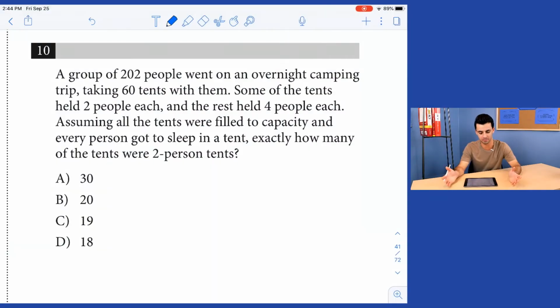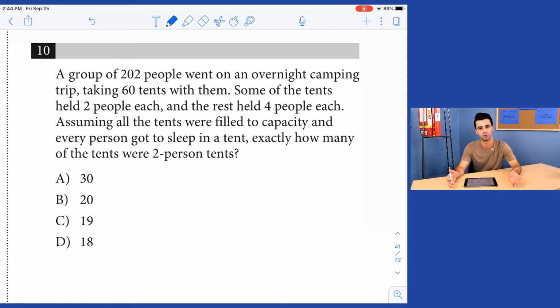Taking a look at our first example, we have question 10. It says a group of 202 people went on a camping trip, taking 60 tents with them. Some of the tents held 2 people each and the rest held 4 people each. Assuming all the tents were filled to capacity and every person got to sleep in a tent, exactly how many of the tents were 2-person tents?